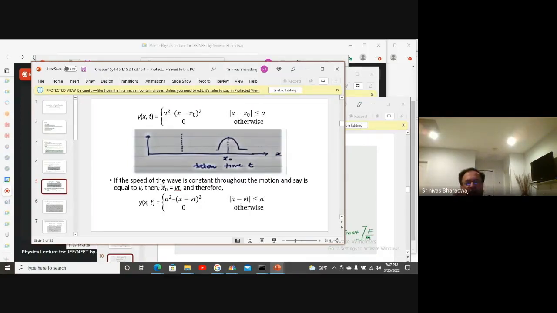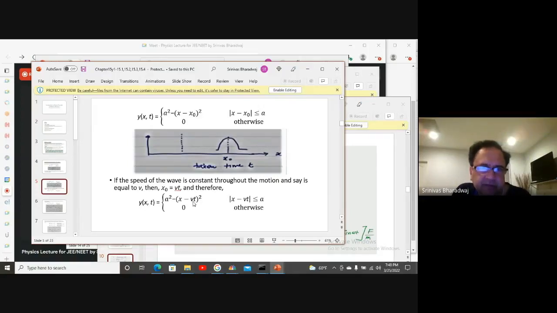I'm sure you know that if you have f of x, and then f of x minus x naught, what happens? In this case x naught is vt. So f of x minus x naught is a transverse migration of the function. That's how waves propagate. It's a transverse migration, and that x naught equals vt. So that is the mathematics that defines wave propagation.